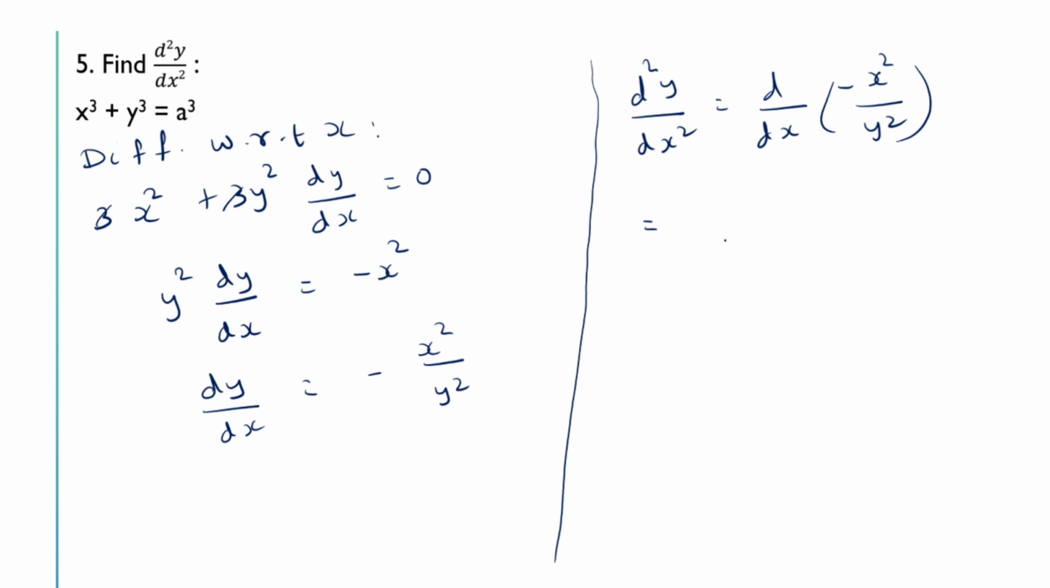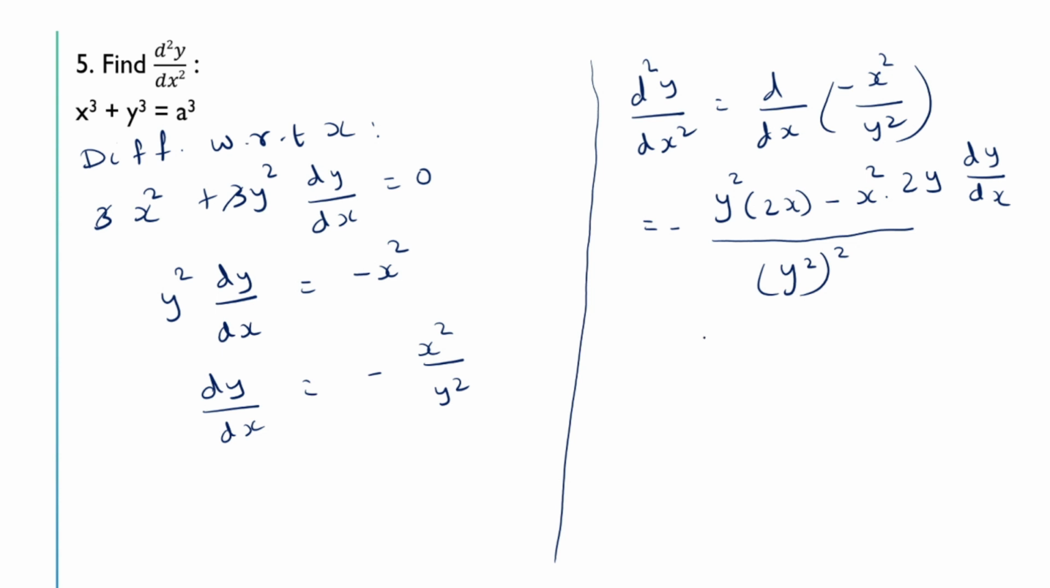So it is of the form d by dx of u by v. So the denominator we should have v square, that is y square the whole square, and in the numerator we have v, which is y square, into the derivative of the numerator, 2x, minus x square into the derivative of the denominator, 2y into dy by dx. So the denominator will be y raised to 4, and here it is 2xy square minus 2x square y into dy by dx, which is minus of x square by y square.